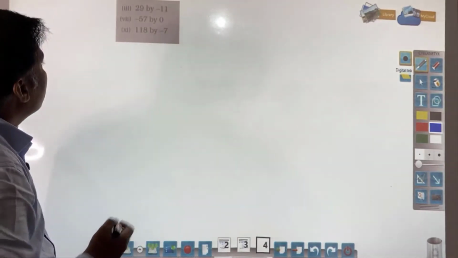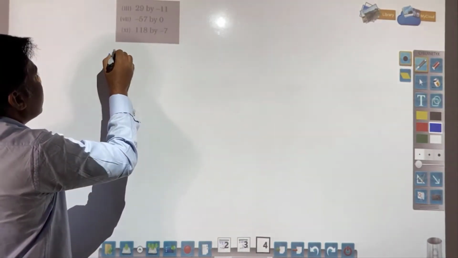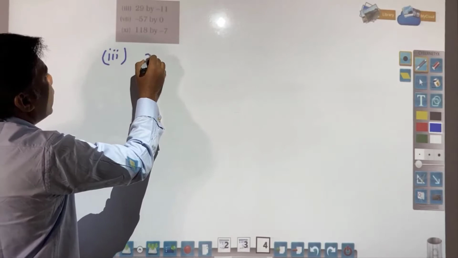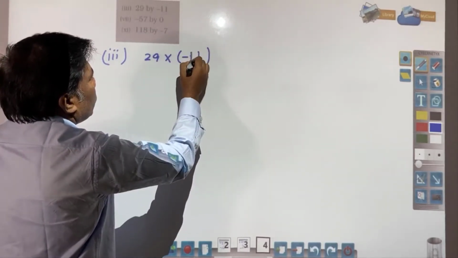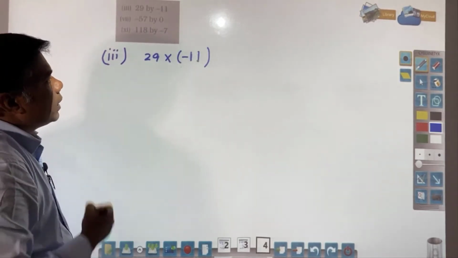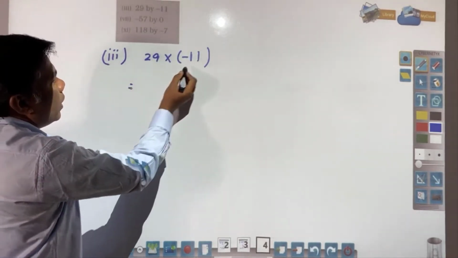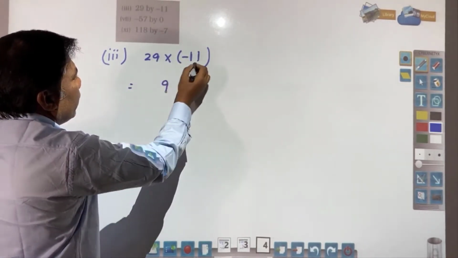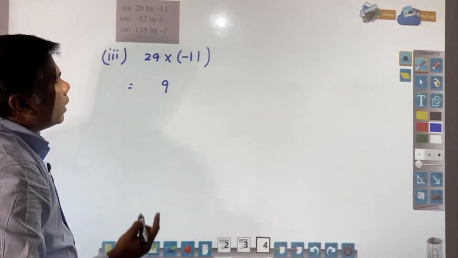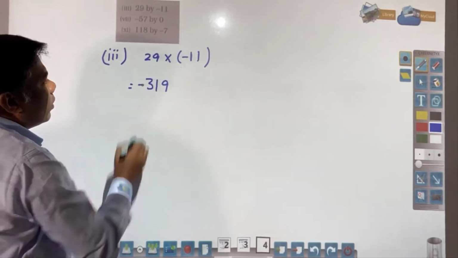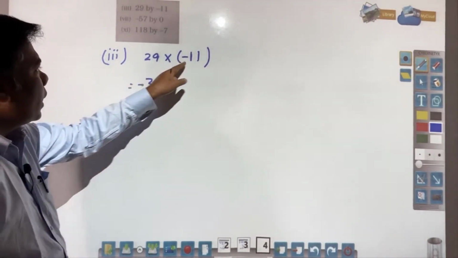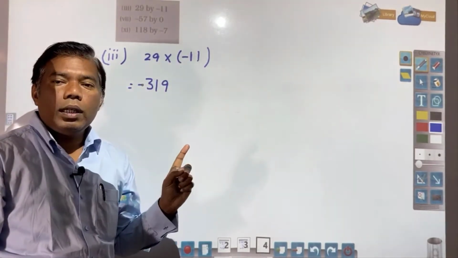Here we have question number 3. 29 into minus 11. What was told? If unlike signs are there, simply multiply the numbers. 11 9s are 99, 11 2s are 22, and 99 plus 220 is 319... the sign will be negative. If two unlike signs are there, the product will be negative.